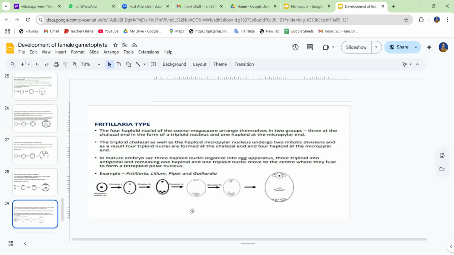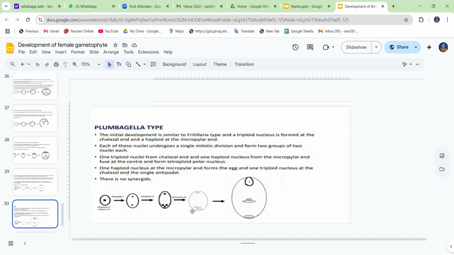So for example, fritillaria and lilium, piper, and gaillardia are all examples of this fritillaria type. Okay. And the next one is the plumbagella type. This type of development of embryo sac has been reported only in Plumbagella micrantha. Which plant? Plumbagella micrantha.